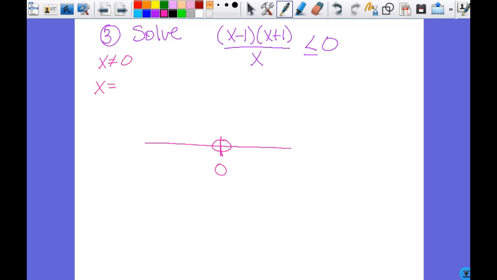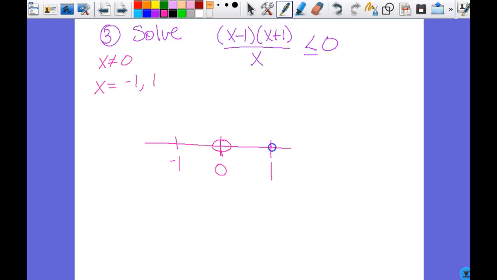To get that, what are my solutions here? 1 and negative 1, right? So a negative 1 and a positive 1. Those go on my number line, just like they did before when we were doing polynomials. And then these circles, open or closed, are determined by whatever's going on here.